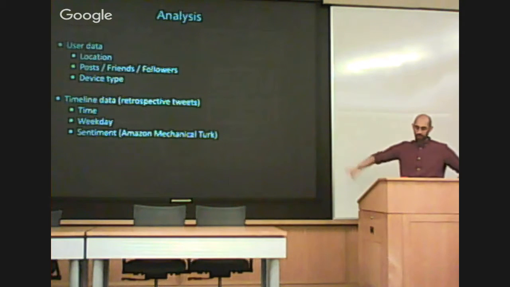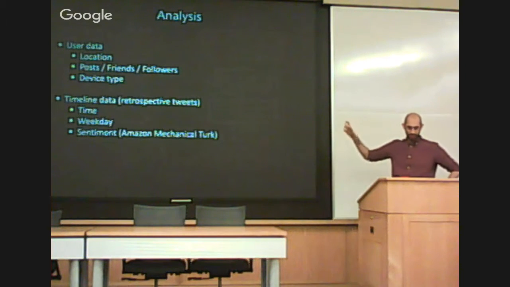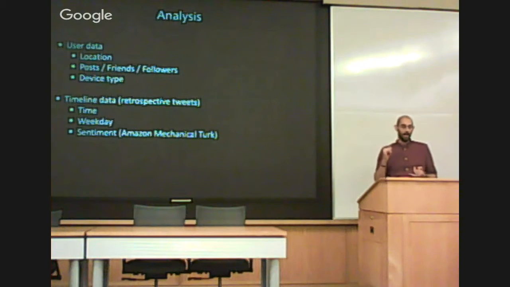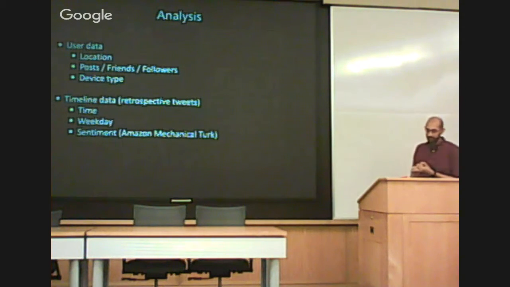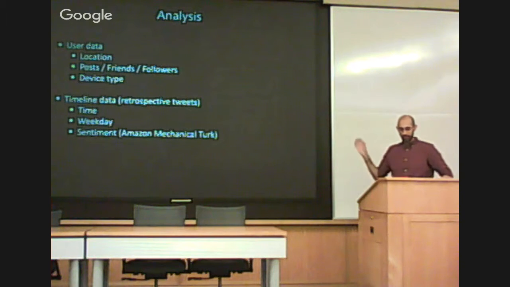So this is just some of the information we looked at: some user data, their location, their online behavior in terms of the network they had, in terms of posts, friends, or followers, and the device they posted from. In terms of timeline data, we look at the time of post and the day of the week it was posted. We look at sentiment. Sentiment is a measure of how positive or negative they are based on the language they're using in their tweet. This was done via a manual curation method using Amazon Mechanical Turk, which is a crowdsourced approach for curation.